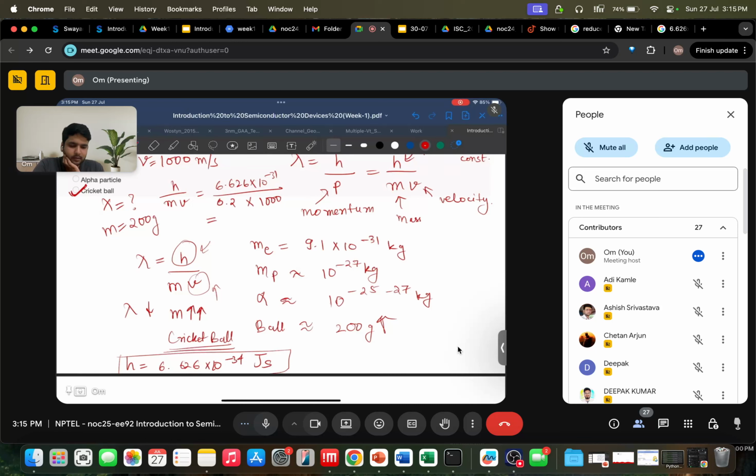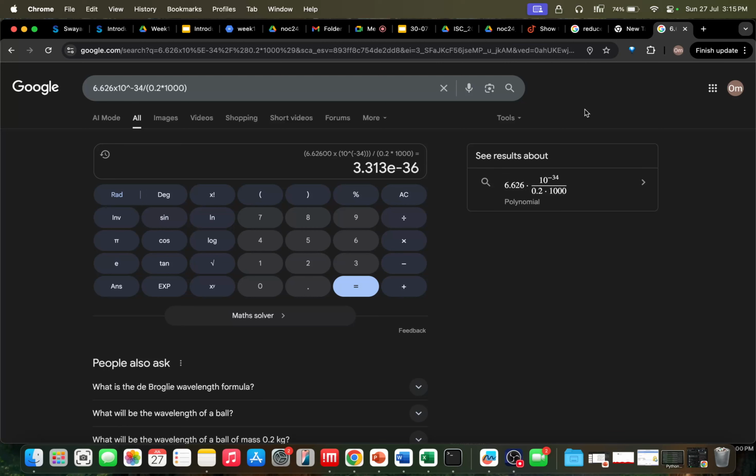So we should get something like 3.3 × 10^-36. Sorry, Planck's constant is 10 to the power minus 34, so it should be minus 36 meters.